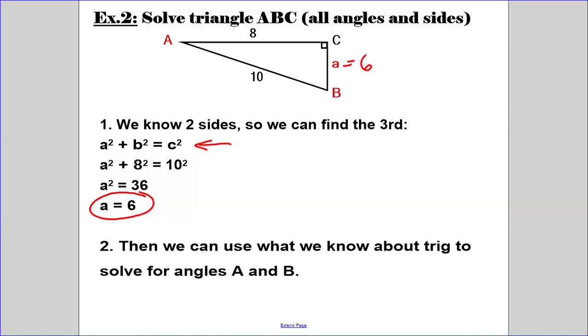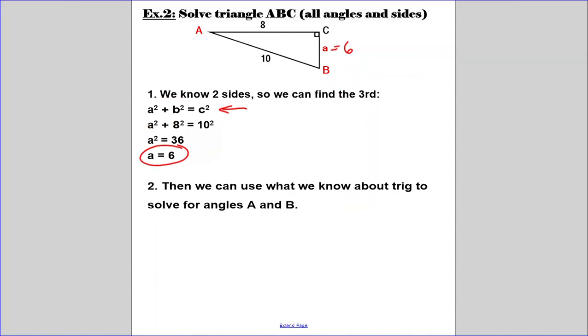Then we can use what we know about trig to really solve for angles A and B. And I could have done that anyway without finding A, but if we know all three sides, that just means that we really can have a little bit of choice in what we want to pick. So let's say, for instance, that we wanted angle A first. Then let's use the ones that were given in the problem. So if I'm solving for angle A, and I'm given 8 and 10.